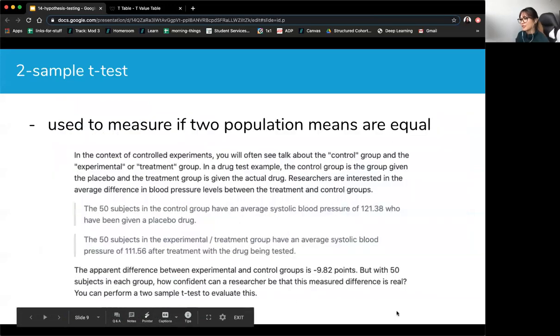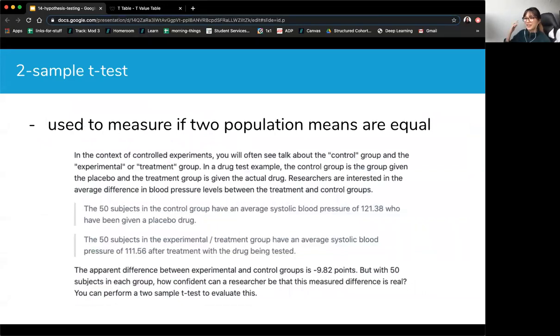And I also took this example because I think this is a very common example. This is from the lessons as well. When you're doing controlled experiments, for example drug tests, you like to have an experimental group and a control group. In a medical context, I don't know too much about this, but you would give half your people a placebo and half your people the real drug, and then compare to see, depending on what the drug is testing for, whether there's any difference between the two groups. So here, this example, we're looking at systolic blood pressure.